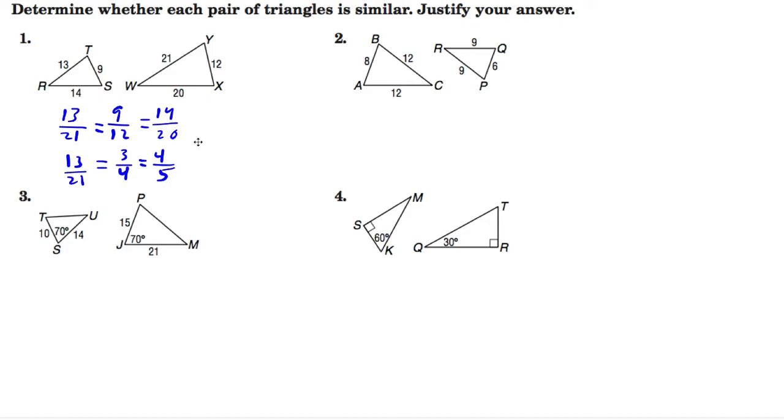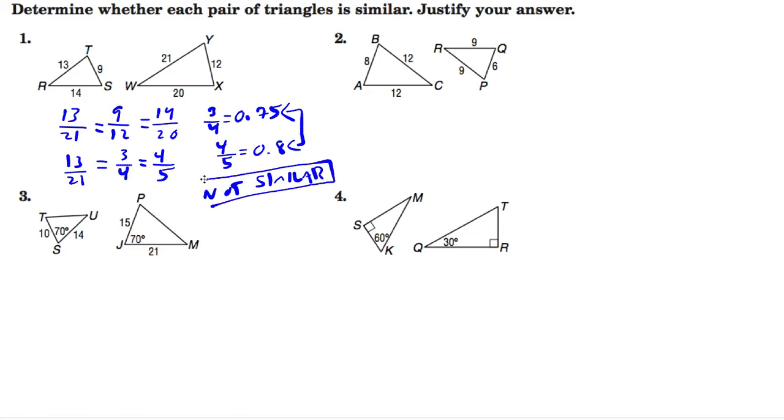Well, it might be easier for us to get decimal approximations, but if we understand that 3/4 is equal to 0.75 and 4/5 is equal to 0.8, we can see that these two are not the same. Hopefully we have a better understanding of fractions. But if we struggle with that, we can convert them to decimals and see definitively they're not the same. So these are not similar. So for number 1, these triangles are not similar because the sides are not proportional.